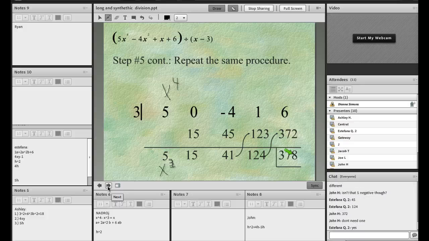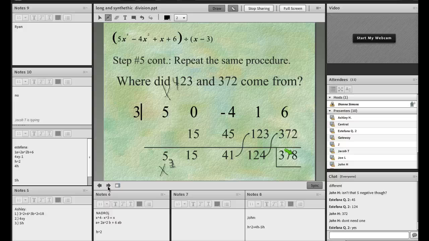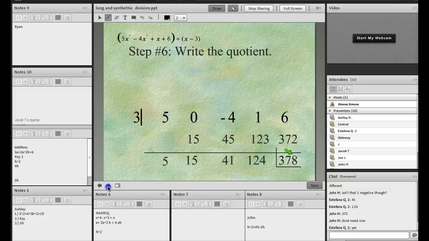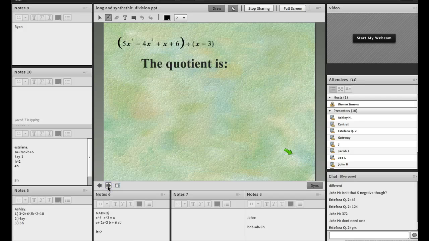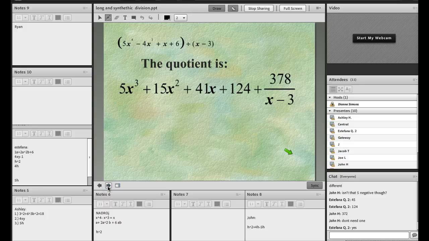Okay, are you ready to do one? Where did the 123 and the 372 come from? I just told you how to write this. You don't need this. This is the quotient. Again, remember that you write the remainder over the divisor.